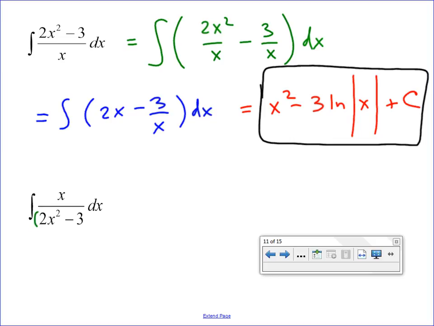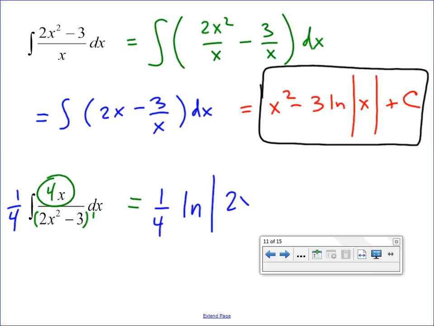No problem. If I'm interpreting this as quantity on the bottom of the first, that's a candidate for natural log, but I must provide the derivative of the function. So the derivative of 2x squared minus 3 is 4x. And by golly, if I had that 4x dx, then I can go right to natural log. But I didn't, so I must include a 1/4. Otherwise, we're set. So I get 1/4 natural log of the absolute value of 2x squared minus 3, plus c.